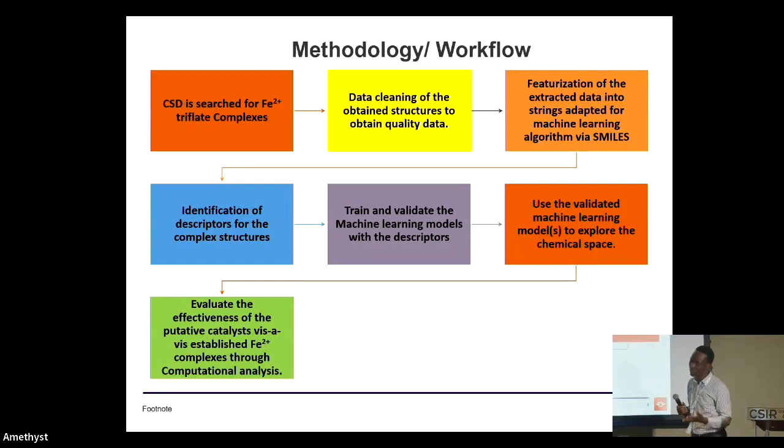Then the next step involved training and validating the machine learning models with the descriptors, and then using the validated machine learning models to explore chemical space for more effective compounds. And then finally, we want to evaluate the effectiveness of catalysts that we may suggest, or use the knowledge we have gained to see how this can be effective in these kinds of reactions. Next slide.